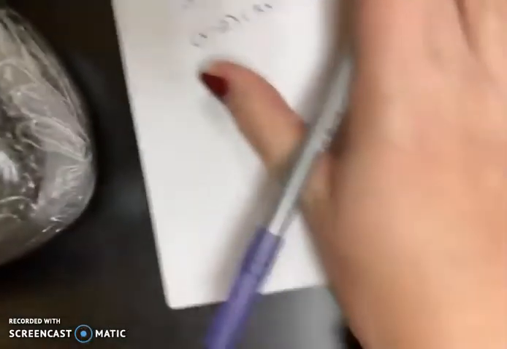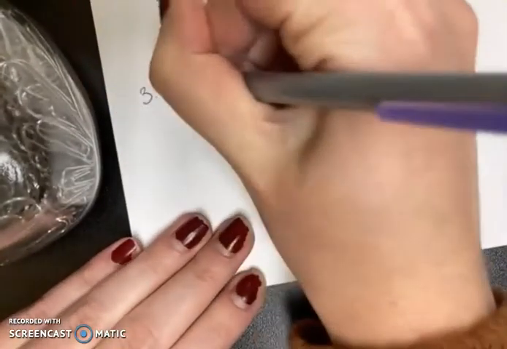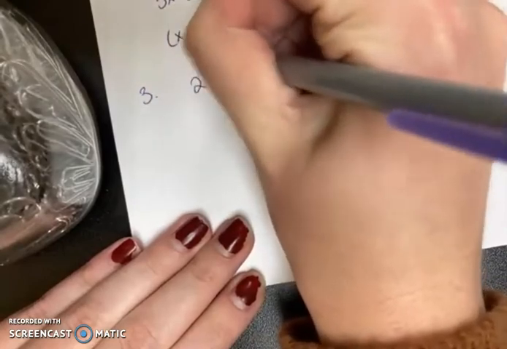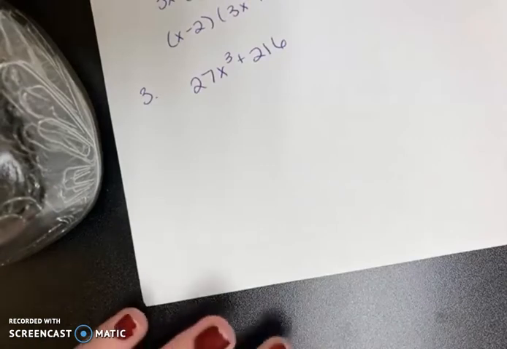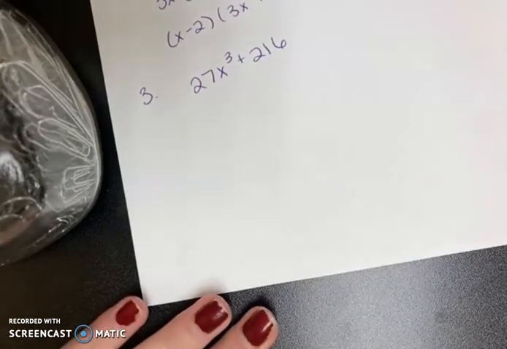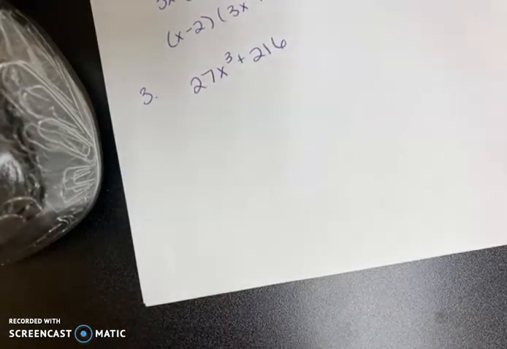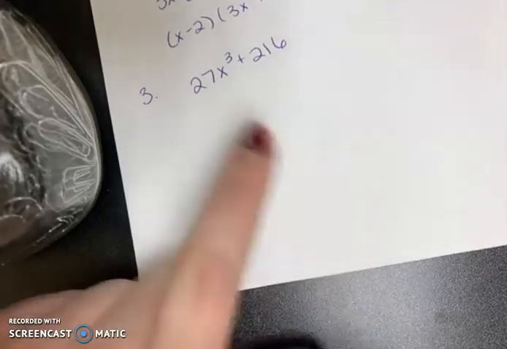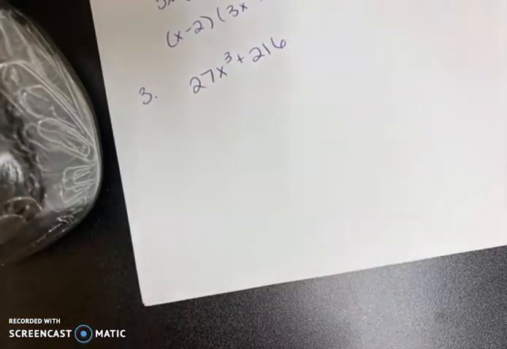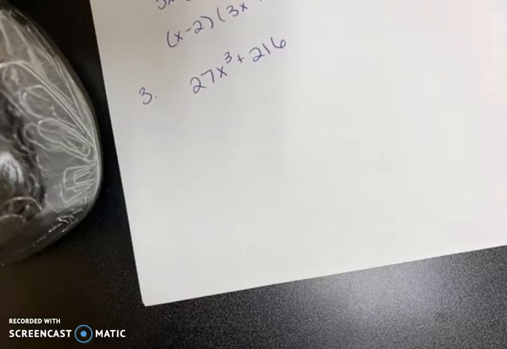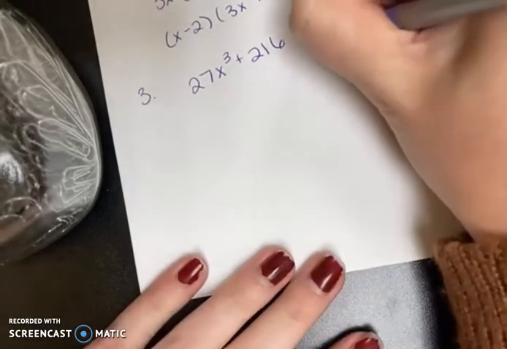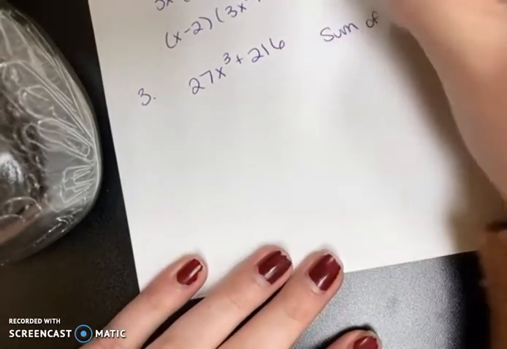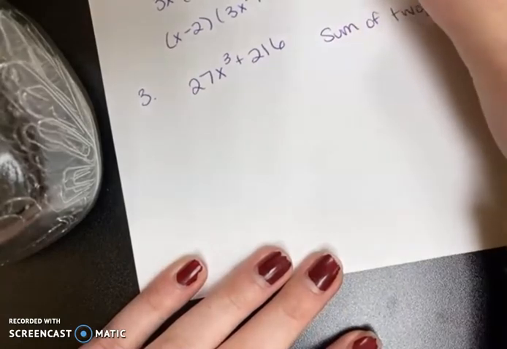Number 3, we have 27x cubed plus 216. When you're attempting this problem, the first thing that I notice is that I have an x cubed and a constant. That's usually an indicator that we're going to have a sum or difference of 2 cubes. Because this is addition, I know that I have the sum of 2 cubes.